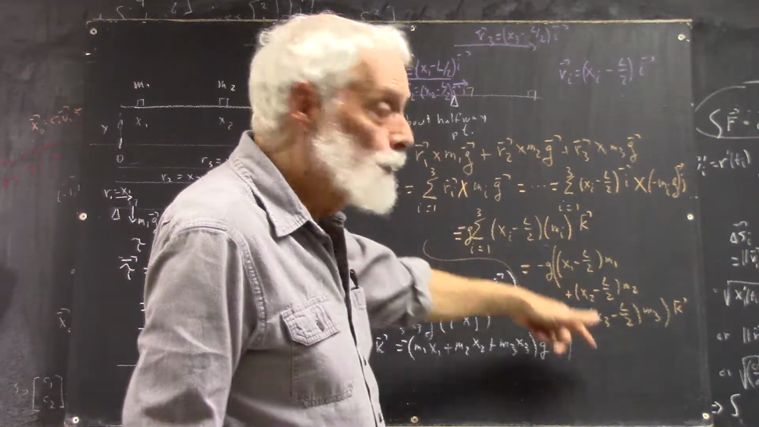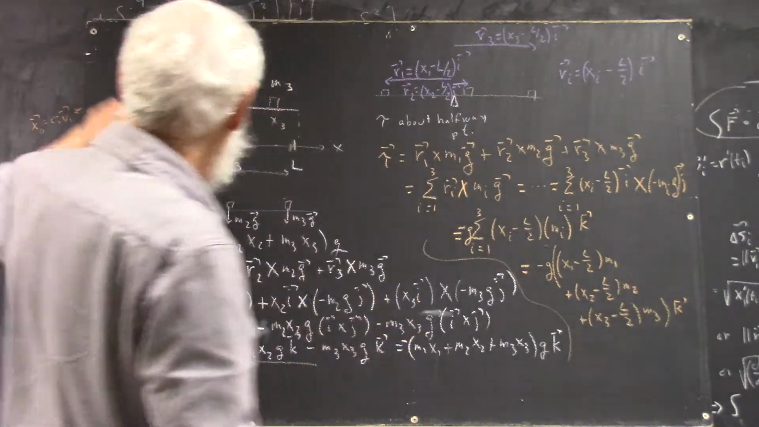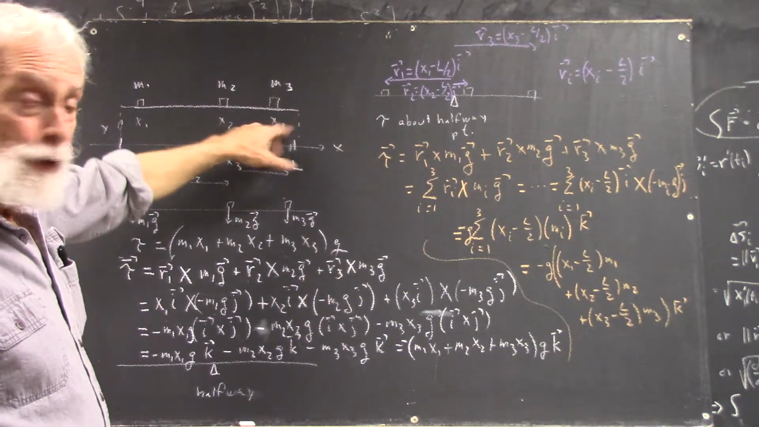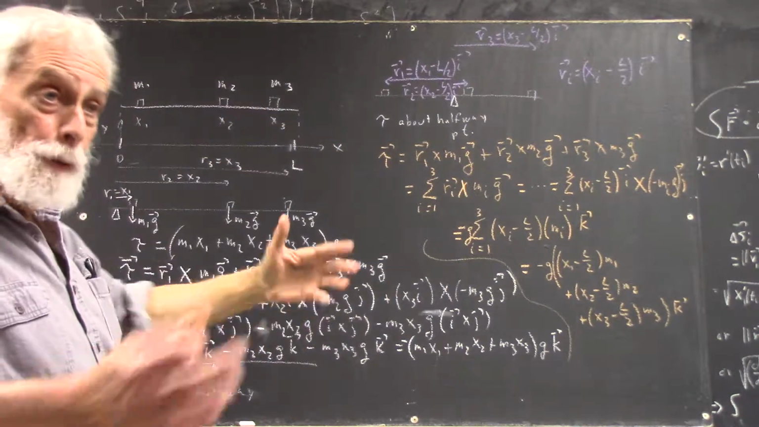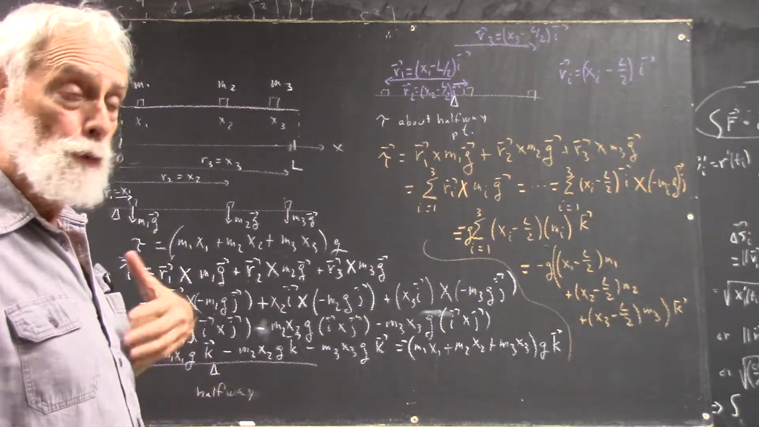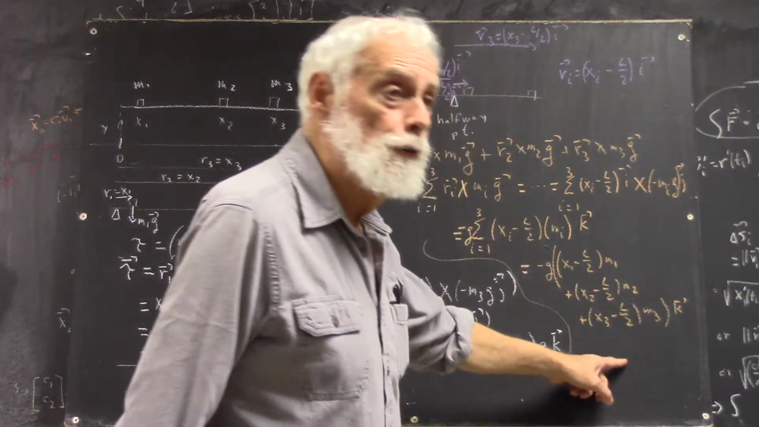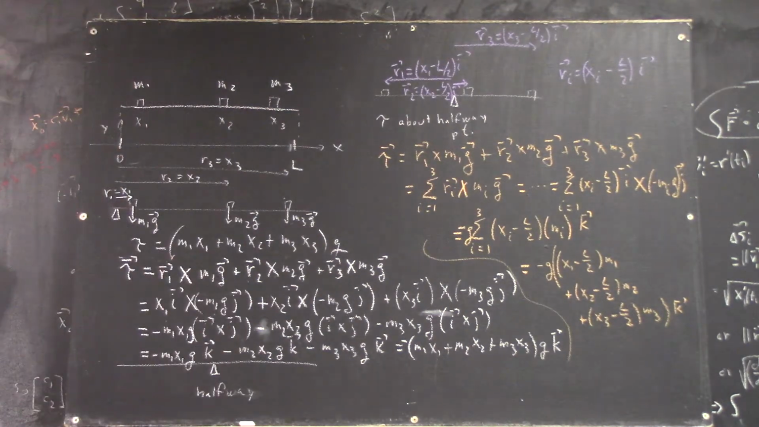But with this expression, it doesn't matter which is to the right and which is to the left, because I could give you any values of x1, x2, and x3, right? They could all be to the left of the fulcrum. They could all be to the right. They could be mixed in any way. Two on one side, one on the other. And this expression would still give you the correct torque. Okay?